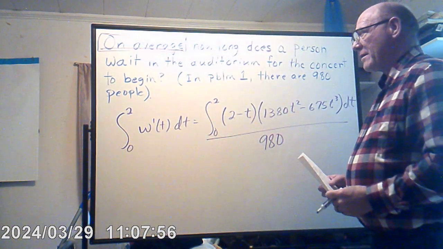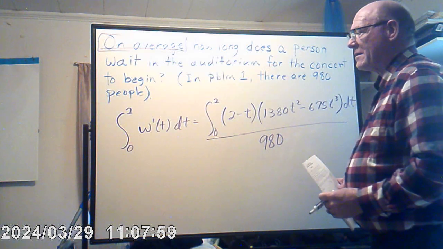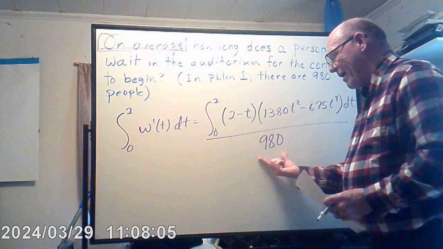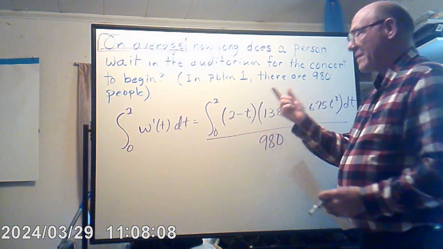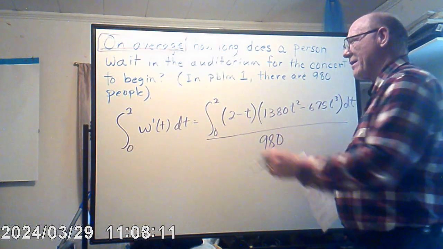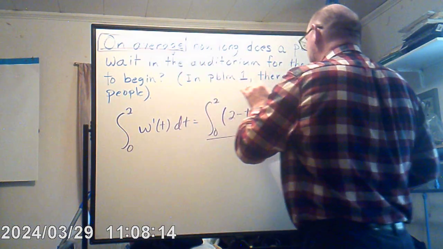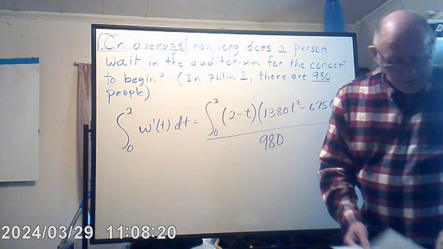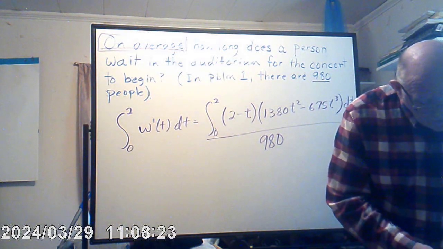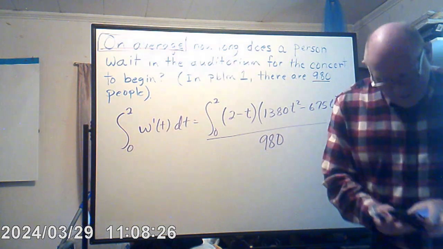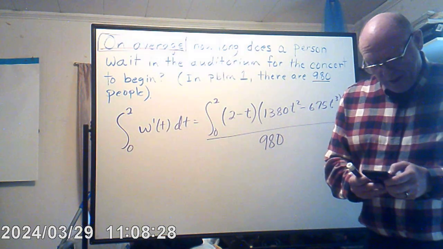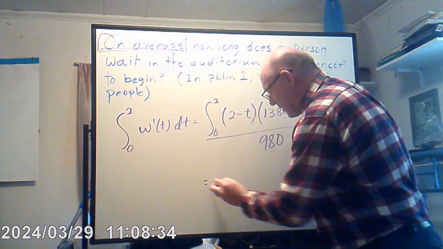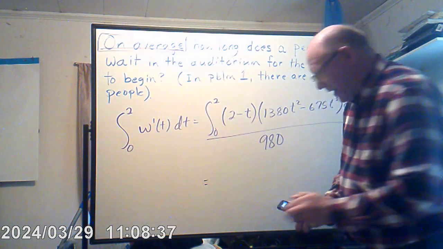How long does a person wait? Everybody has a different wait time, and that's what he's talking about, on average. Out of the 980 people, on average, that is it right there. Automatically find out where your total is and put that in your denominator. That's what you're doing. And when you do that, I want to say you get 700 without dividing this. The numerator is 760.